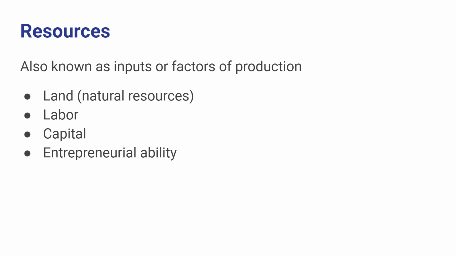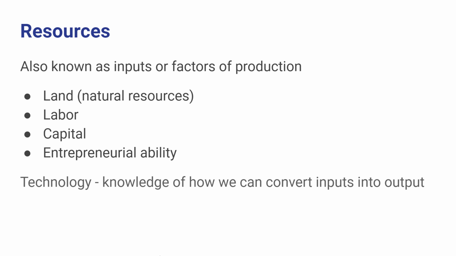This is the ability to organize production and to choose the mix of inputs that will be used to produce output. Another concept that's important is that of technology. And technically, technology isn't an input, but it's the knowledge or the know-how of how we can convert inputs into output. So when we say there's technological improvements, what that means is that we're able to combine inputs in a way that gives us more output from our existing inputs.